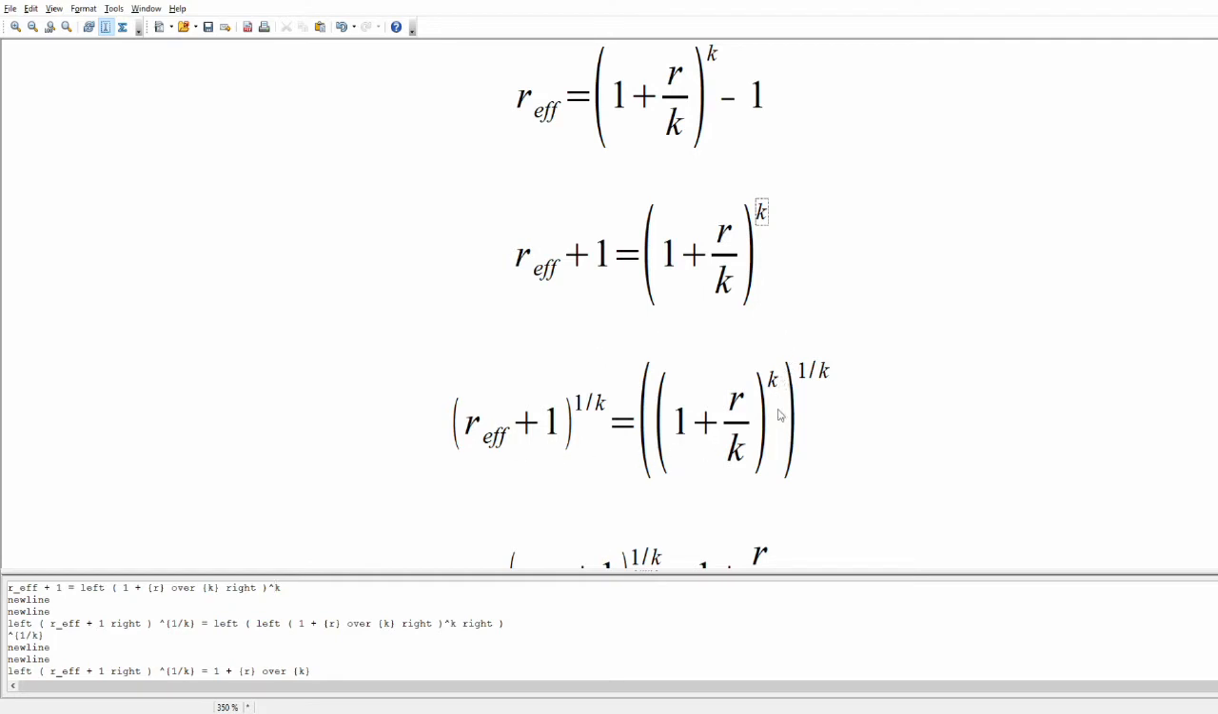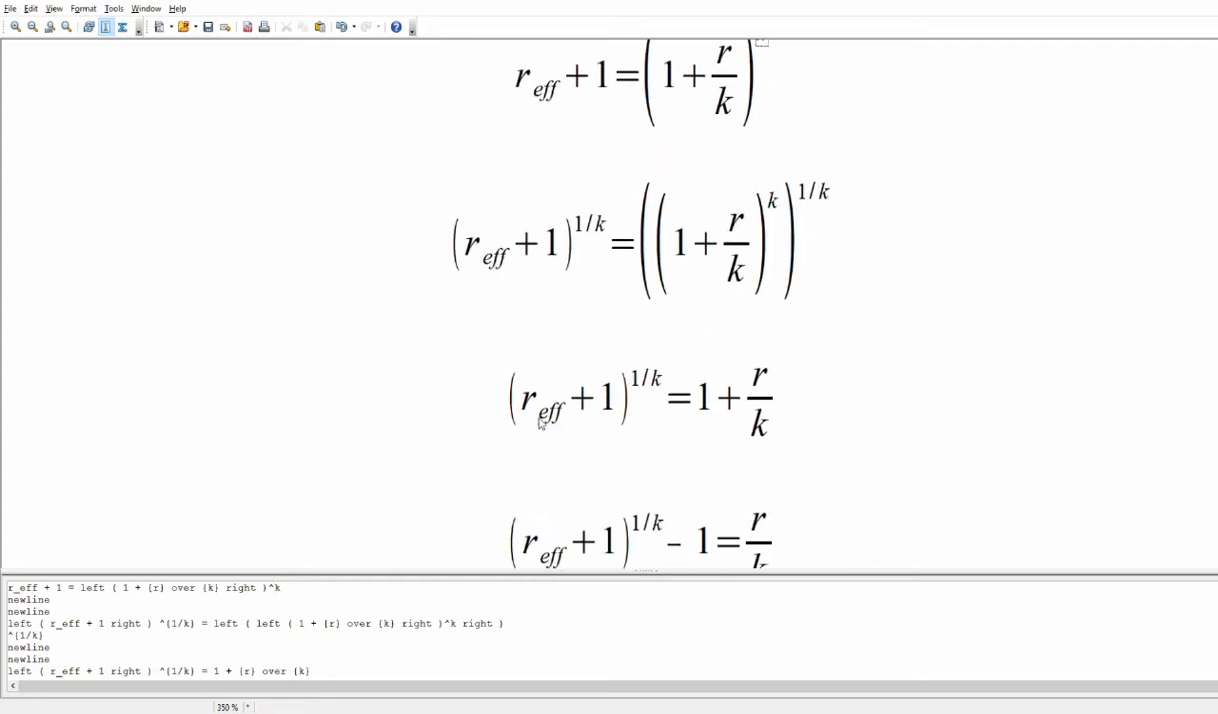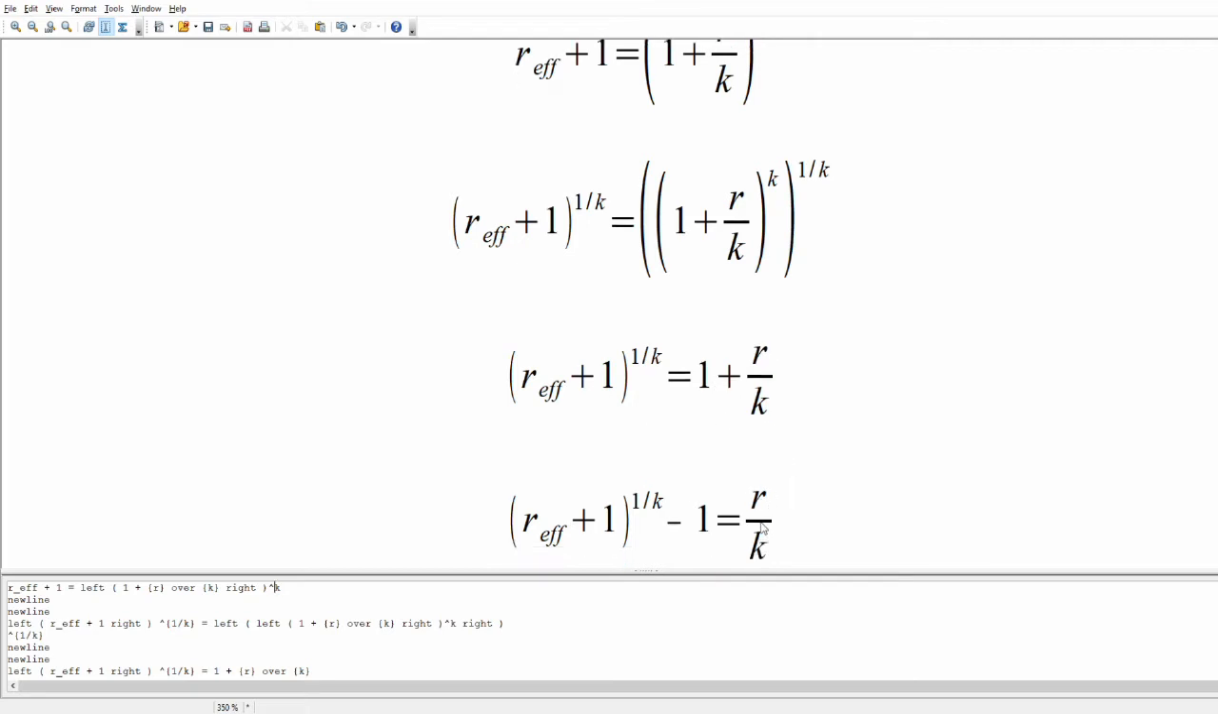So this is the kth root I'm computing. If this were squared, I take the square root. If K was 3, I would take the cube root. Well, in general, K is whatever it is, and so I'm going to take the kth root. And so what I get is the effective interest rate plus 1 to the 1 over K power equals 1 plus R over K. And it's very simple now to just subtract this 1 over, and I've just solved for the quantity R over K.